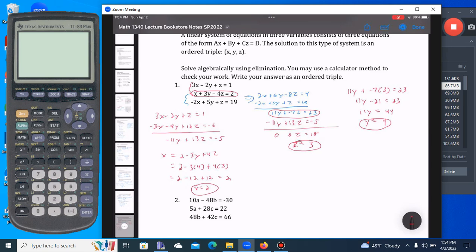Right, so your solution is 2, 4, 3. That point. Okay, so these somehow work to do this algebraically.